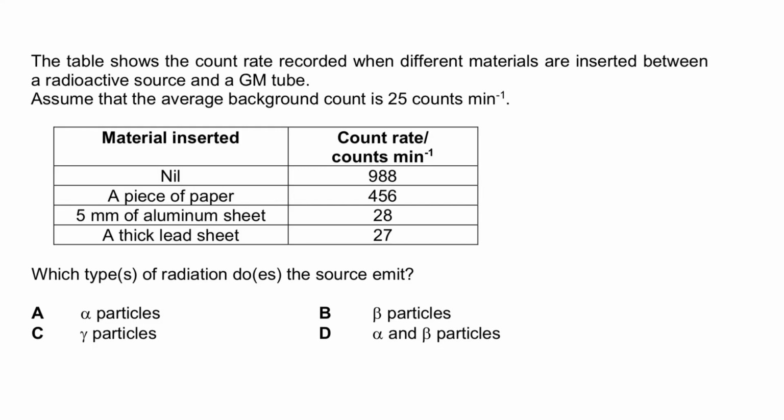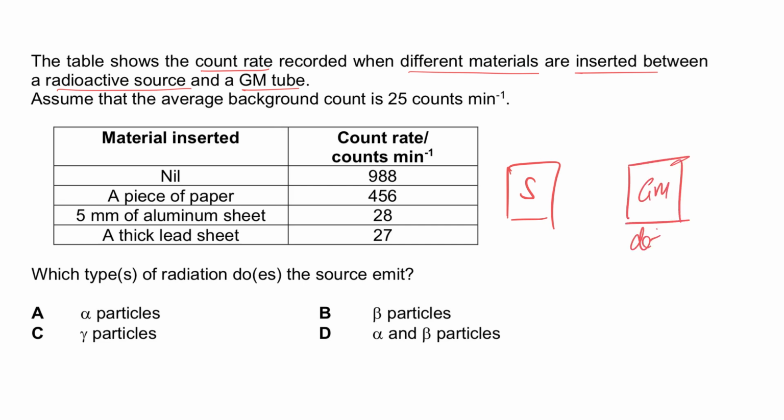This is a question on radioactivity, and you're given a table that shows the count rate recorded by a GM tube with different materials inserted between the source and the GM tube. Let's say this is the source of the radioactive material, and this is the GM tube, which is the detector that gives you the count rate per minute.